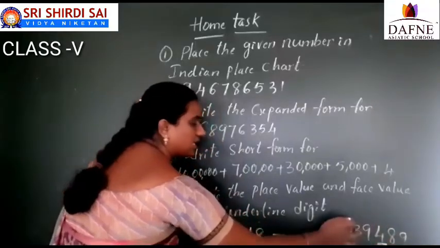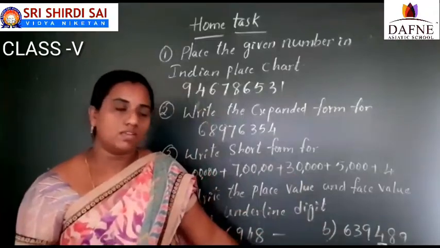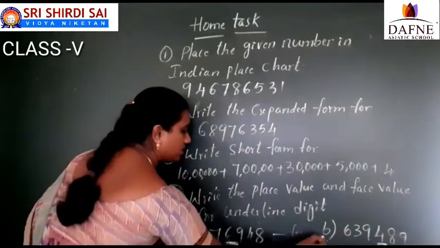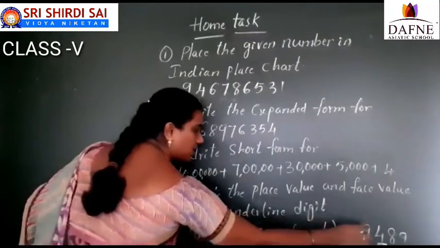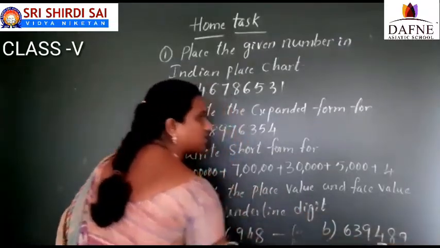Write the place values here and write the place value and face value for each number. So write here like this: face value of 6 equals to, place value of 6 equals to, both you have to write here. For this also, face value of 4 equals to, place value of 4 equals to, you have to write.